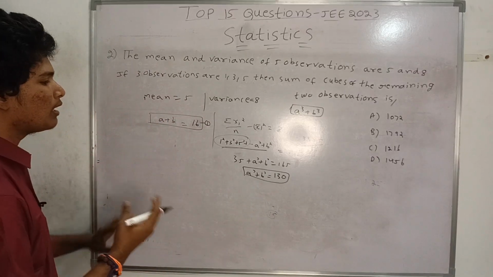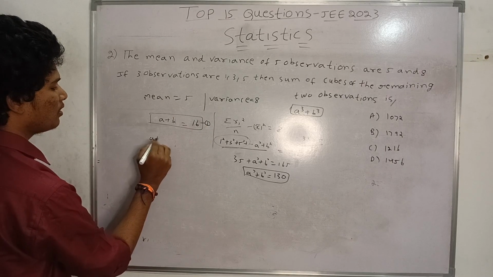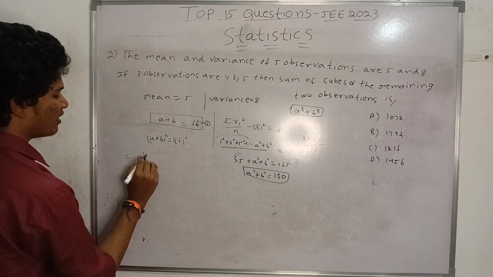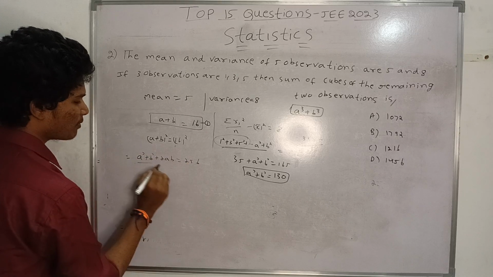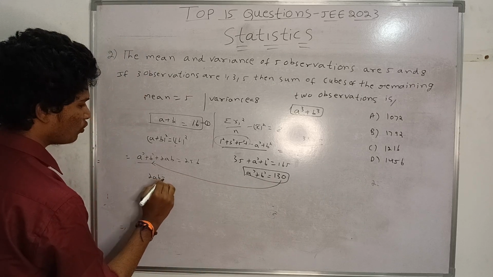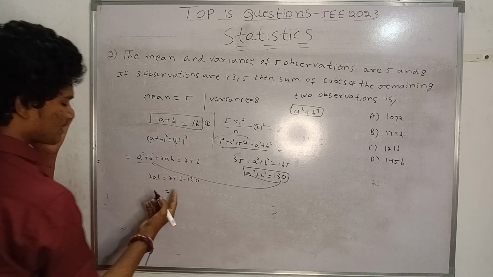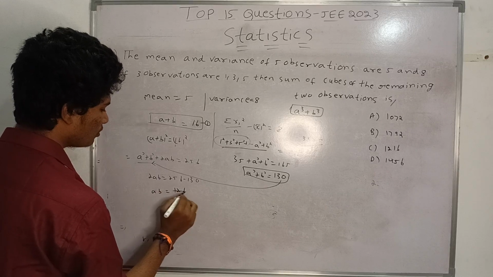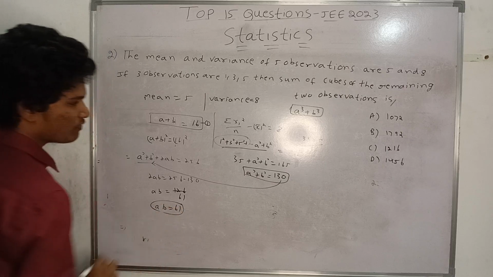In order to find the other term, you can just square this. A plus B whole square equal to 16 square. So A square plus B square plus 2AB equal to 256. A square plus B square value is 130. So 2AB equal to 256 minus 130. And how much is it? It is 126 here. So AB equal to 61. AB equal to 61 we got.